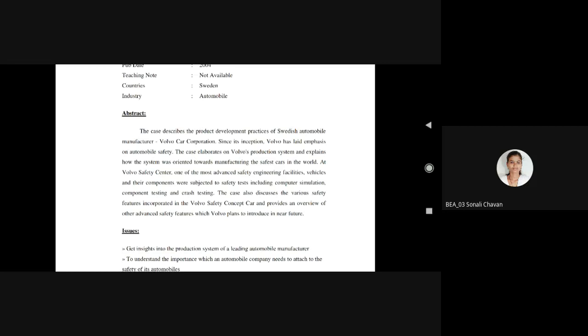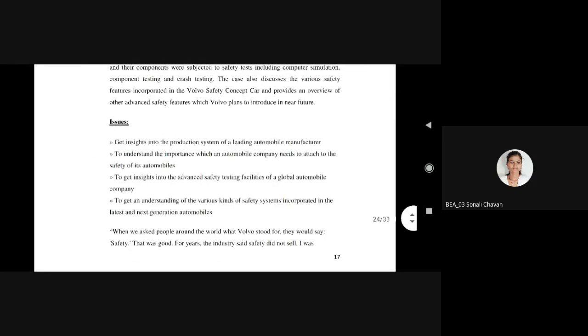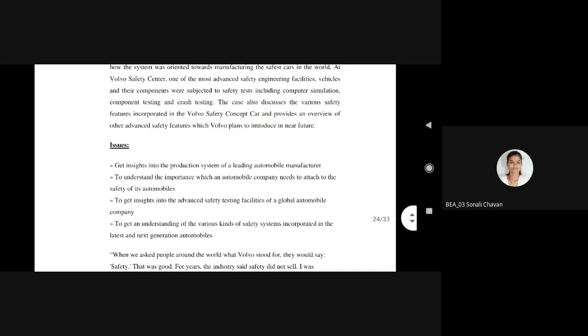So for that purpose, this is the right way. Now some issues we got from there: Volvo Car Corporation is there. So get insight into the production system of a leading automobile manufacturer. So these are important factors or issues we have to find out in that market survey. Now get insight into the production system.